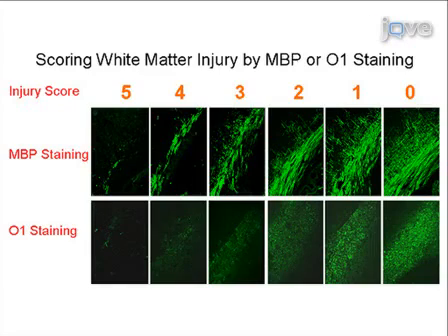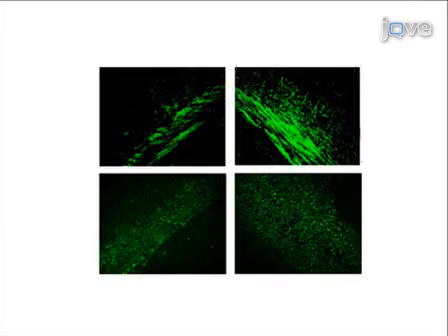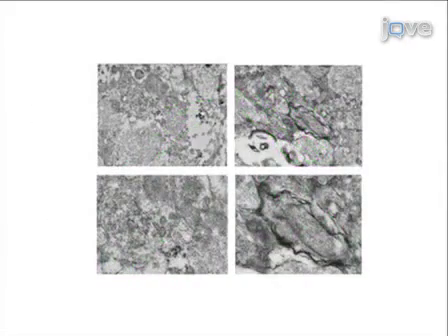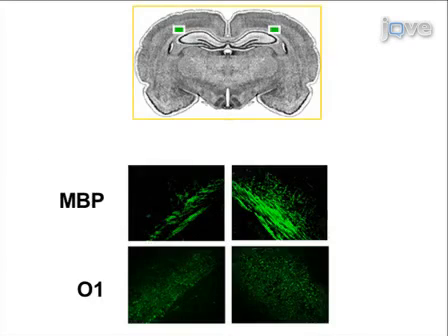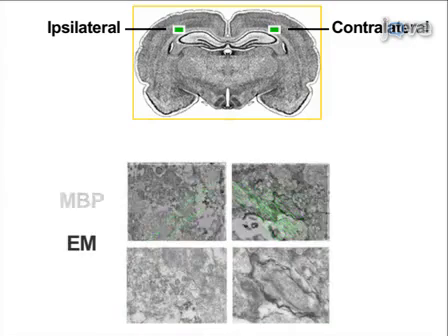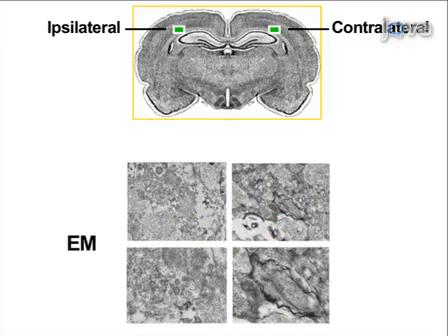Next, immunocytochemical detection of myelin basic protein, MBP, or O1 antigen is used to evaluate injury. Shown here is a standard scale for scoring the white matter injury using a scale of 0 to 5. White matter pathology is also characterized by MBP or O1 staining and myelin structure by electron microscopy. MBP and O1 staining show myelin loss in cerebral white matter ipsilateral to the ligation compared to contralateral white matter. EM examination shows myelinated axons in cerebral white matter contralateral to the ligation and degenerated tissue in ipsilateral white matter.